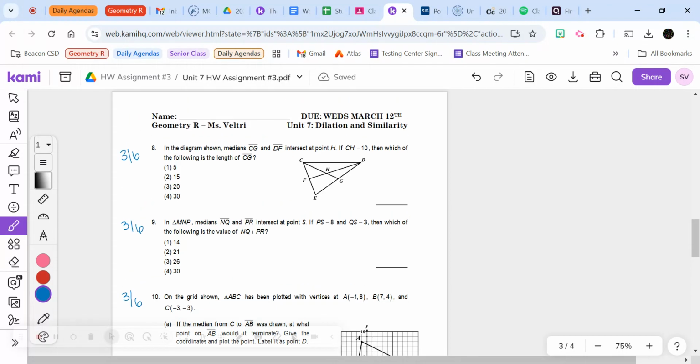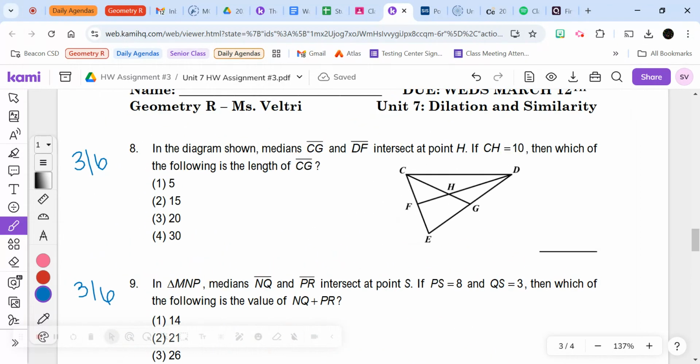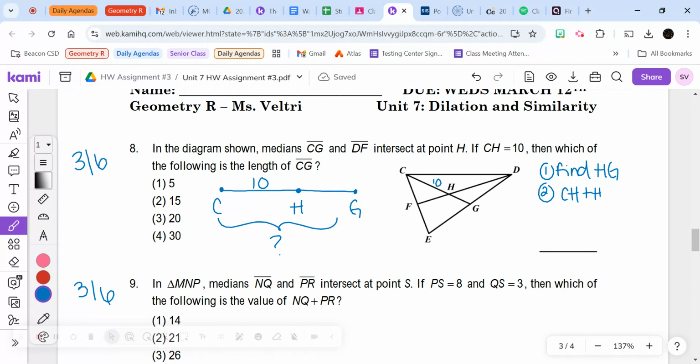Okay, so if I'm looking at number 1, we have in the diagram shown medians CG and DF intersect at point H. If CH is 10, then which of the following is the length of C to G? So you're looking for the whole entire thing. I definitely would recommend sketching out the whole entire median separately. So here's C, H, G. C to H is 10. They want to know what the whole length is. Okay, so I'm going to say find HG. And then you'll add CH plus HG together to get CG.